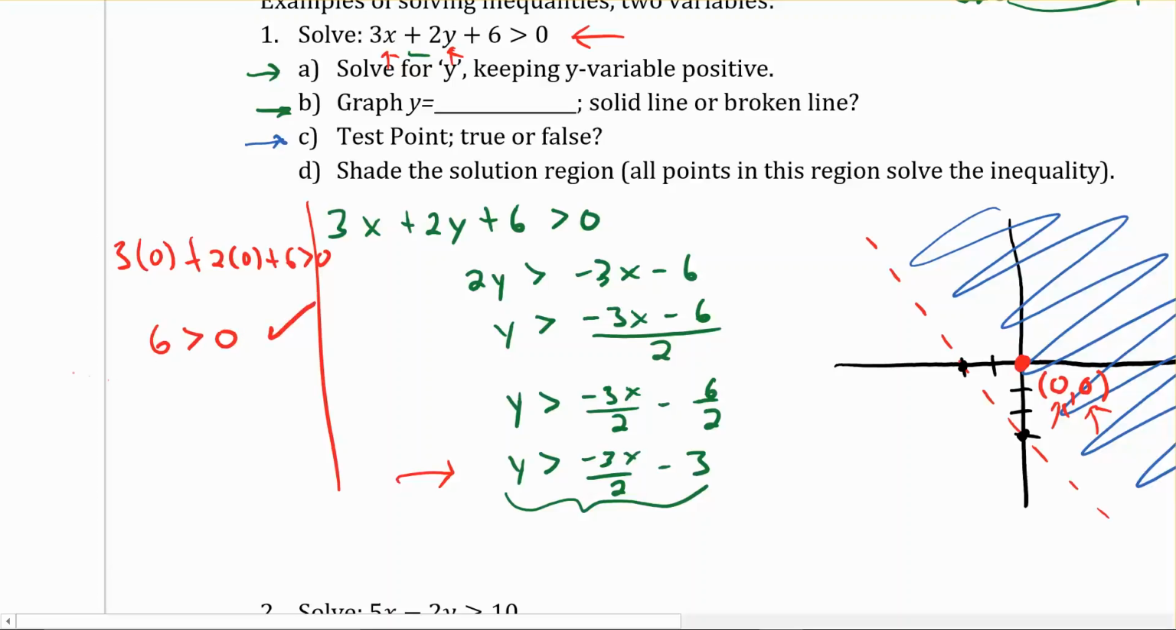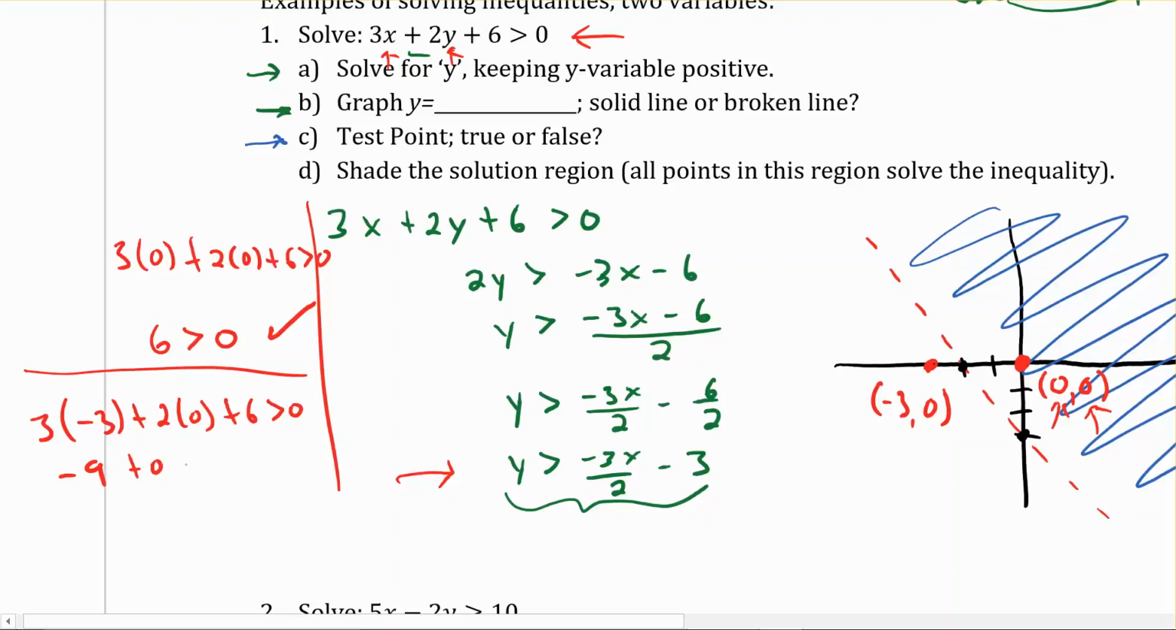I'll just show you a situation where it wouldn't work. Let's grab any other test point, maybe right here at (-3, 0). So x is -3, y is 0. So we'd have 3 times -3 plus 2 times 0 plus 6 is greater than 0. So we've got -9 plus 0 plus 6 is greater than 0. -9 plus 6 is -3, is greater than 0.